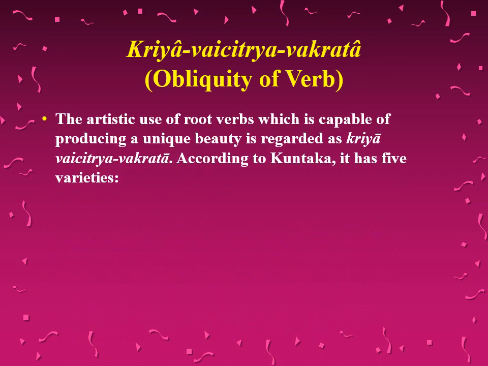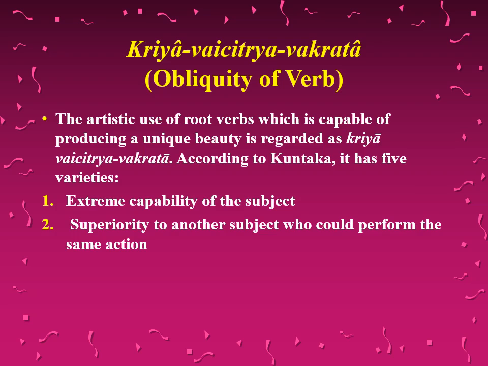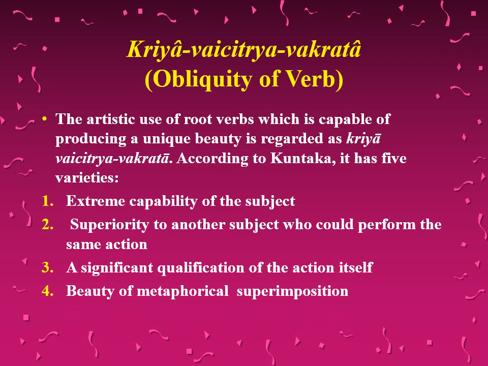Kriya-vaicitrya-vakrata. The artistic use of root verbs, which is capable of producing a unique beauty, is regarded as Kriya-vaicitrya-vakrata, and according to Kuntak, it has five varieties. Number one, extreme capability of the subject; two, superiority to another subject who could perform the same action; three, significant qualification of the action itself; fourthly, beauty of metaphorical superimposition; and fifth is concealment of the direct object.